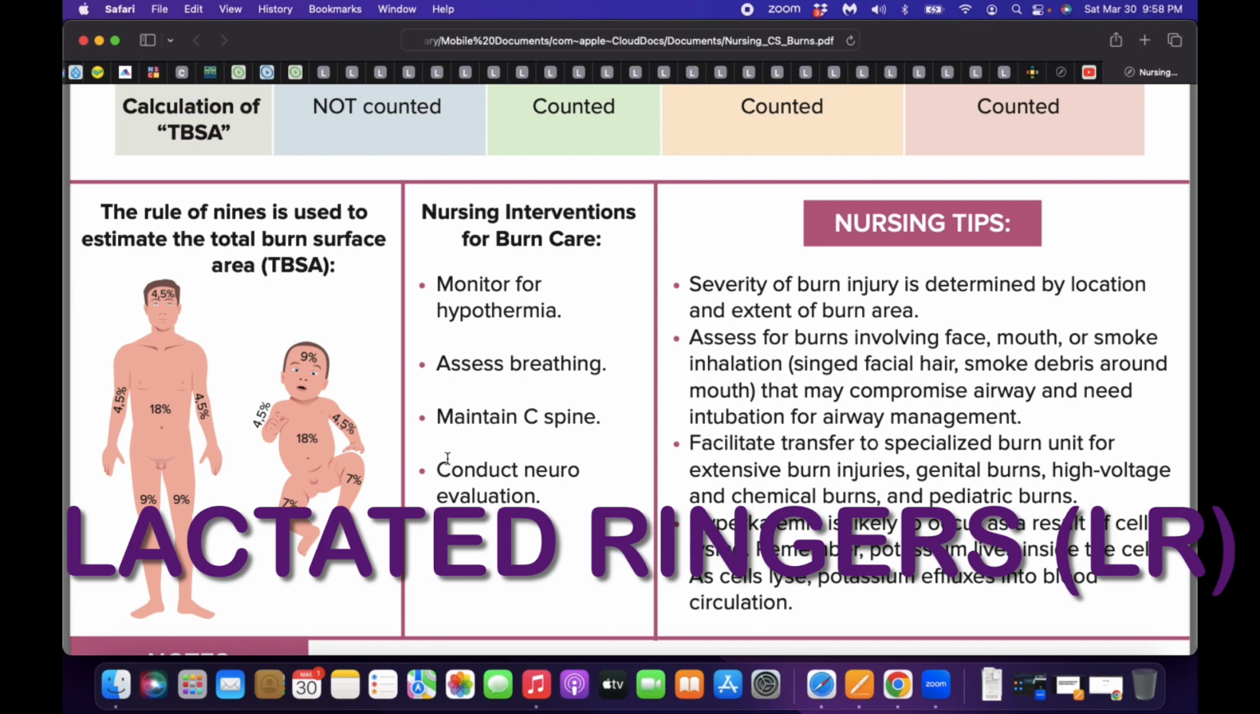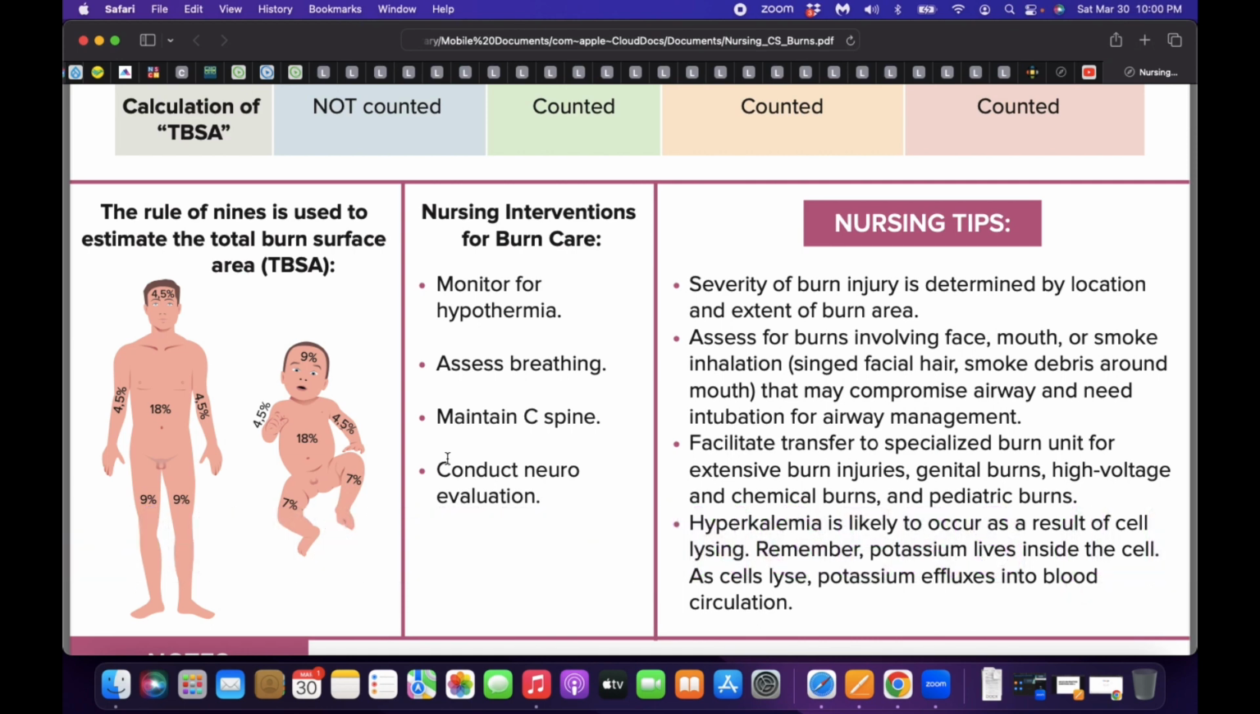Normal saline was used in the past but has been criticized primarily because it may decrease the renal blood flow and glomerular filtration rate, thus increasing the risk of acute kidney injury, and in large volumes it may cause hyperchloremic metabolic acidosis. So let's proceed to the nursing interventions for burn care.